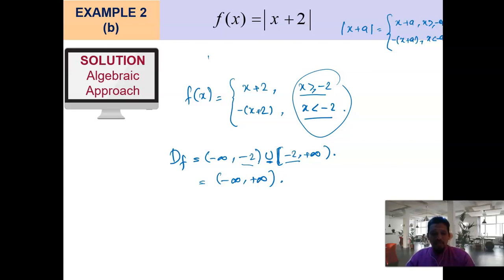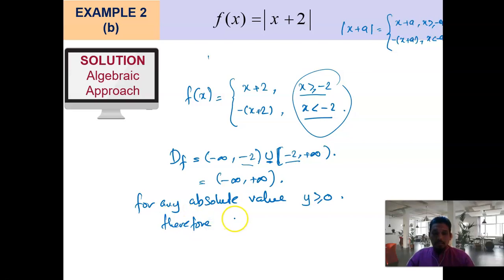So it is from negative to positive infinity. And then the range: for any absolute value, y is greater than or equal to 0. Therefore the range of f equals 0 to positive infinity. There you go.